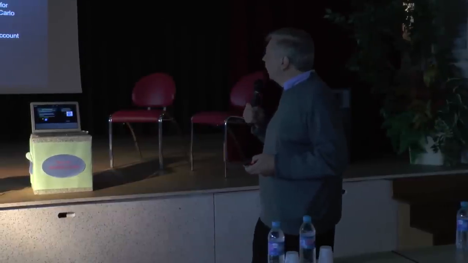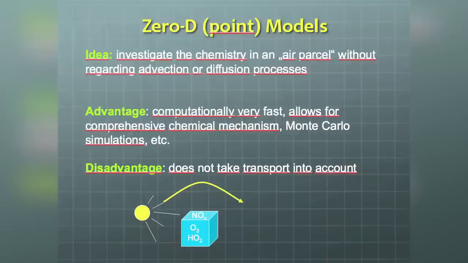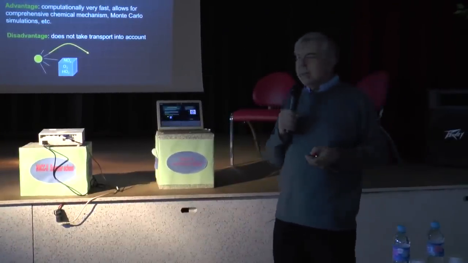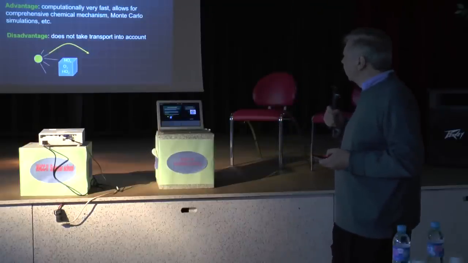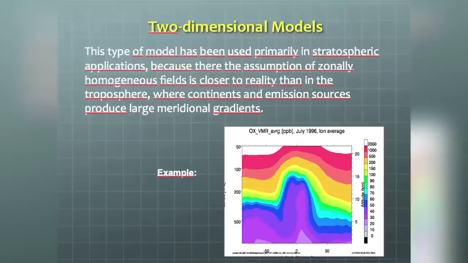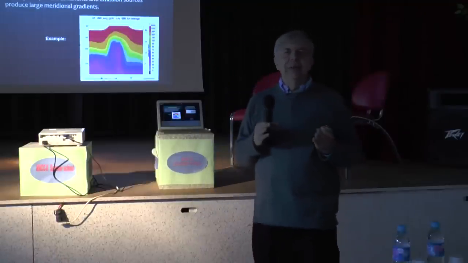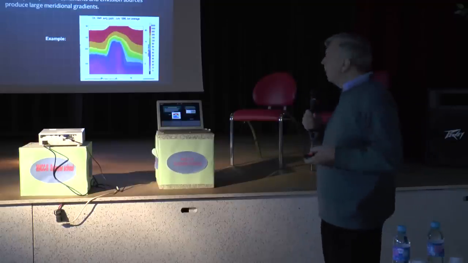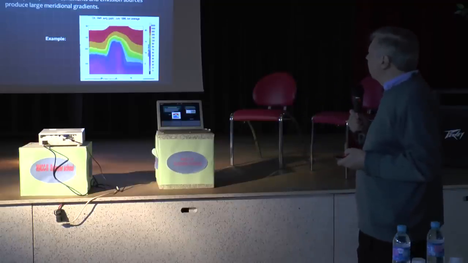A 0D model is very often used to investigate the chemistry inside an air parcel and really treat the chemistry in a lot of detail in such a very small air parcel. It's very fast computationally, and you can look at a very comprehensive chemical mechanism. And of course, it doesn't take transport into account. Two-dimension models were used a lot in the stratosphere because we wanted to know basically how the chemical species distribute themselves between the equator and the pole, knowing that the variation in longitude was relatively unimportant, or less important than it is, for example, in the troposphere. So the earlier stratospheric models were really two-dimensional models.